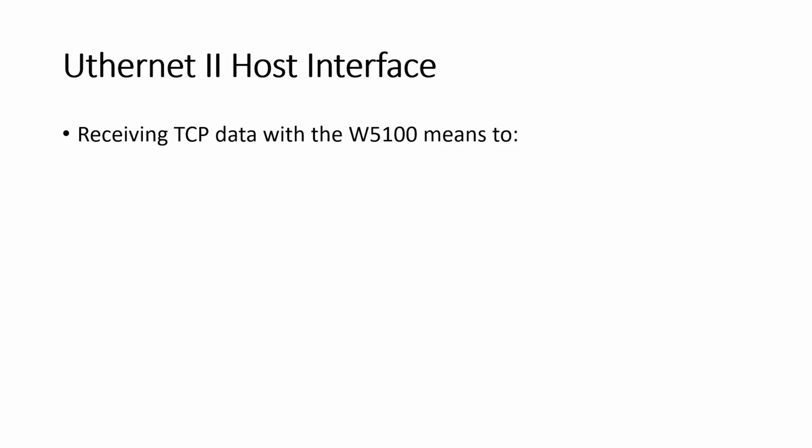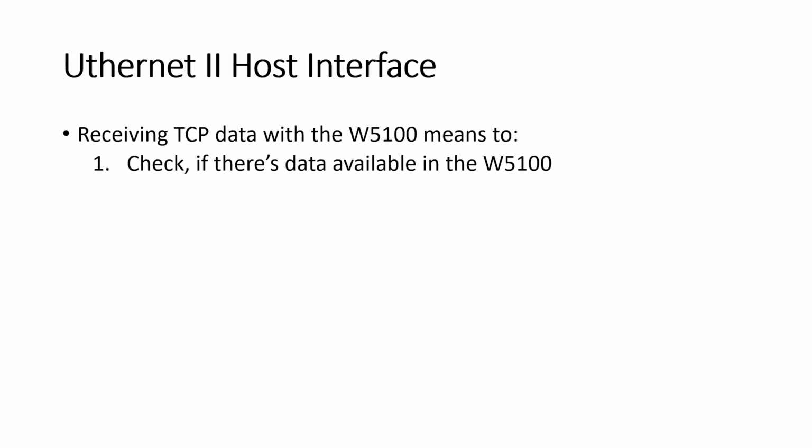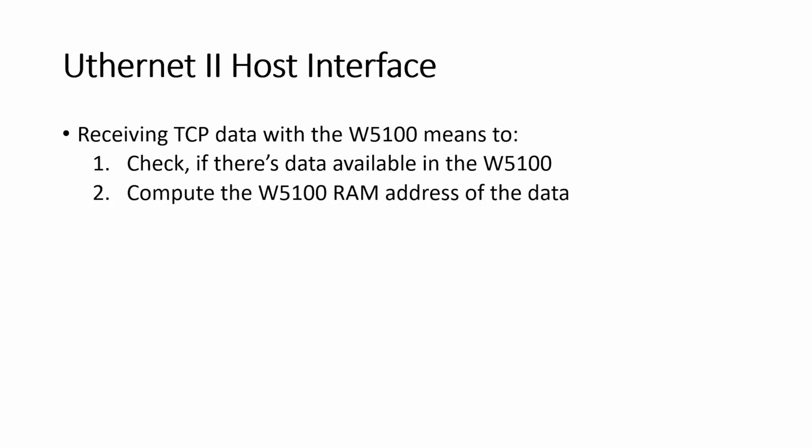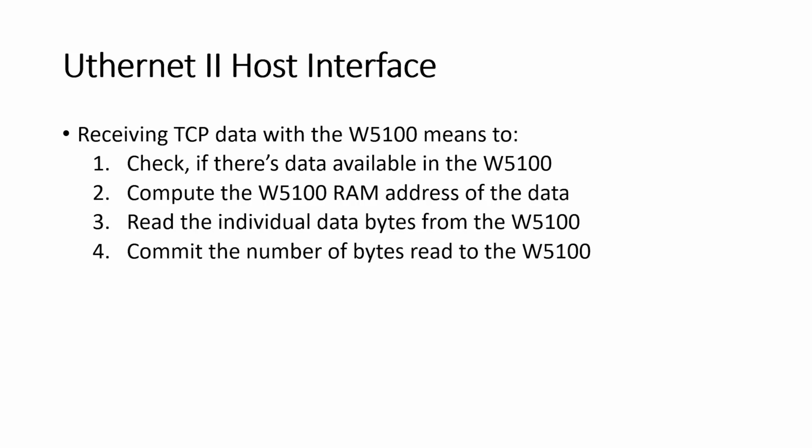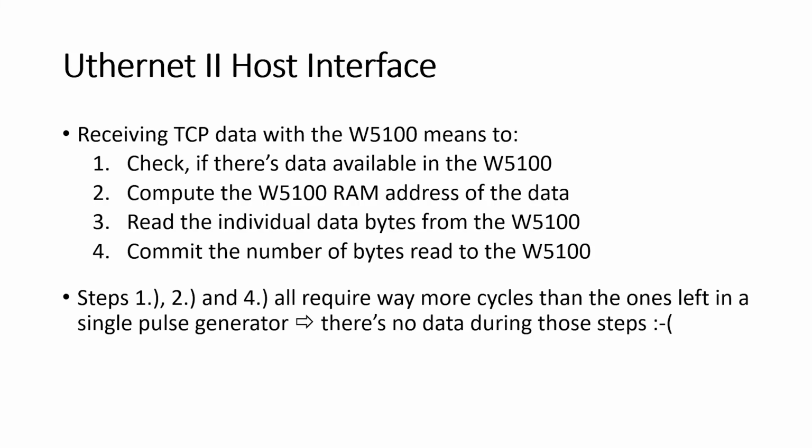Receiving TCP data with a chip means to first check if it has data available, then compute the address of the data in the W5100 RAM. Then you can read the individual data bytes from the chip. And finally, you have to commit the number of bytes you have actually read. The steps 1, 2, and 4 all require way more cycles than the ones left in a single pulse generator. That means there are pulse generators that are running with no data being available.